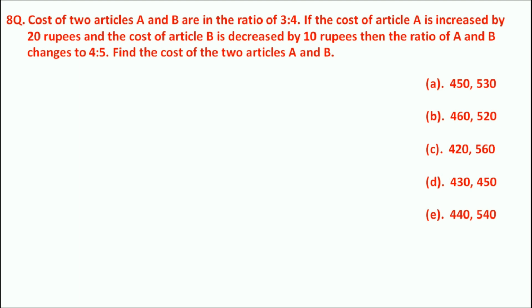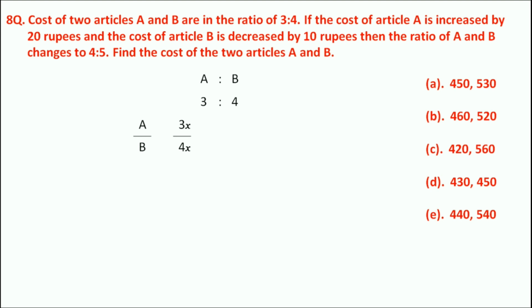Let us solve the last problem of this video. Cost of two articles A and B are in the ratio of 3:4. If cost of article A is increased by 20 rupees and the cost of article B is decreased by 10 rupees, then the ratio of A and B changes to 4:5. Find the cost of the two articles A and B. Here they have given the ratio of the costs of two articles A and B as 3:4. We can also write this ratio in fraction as 3x by 4x.